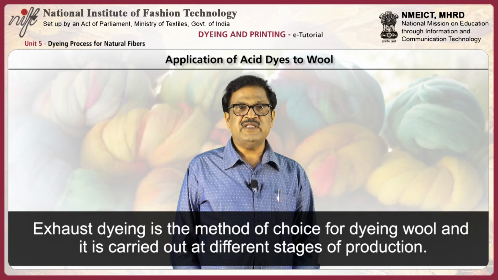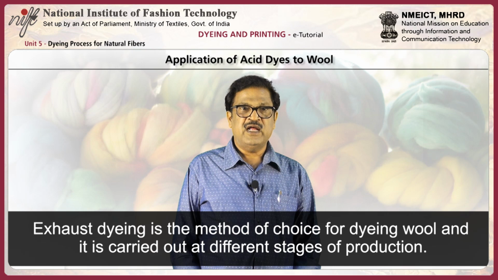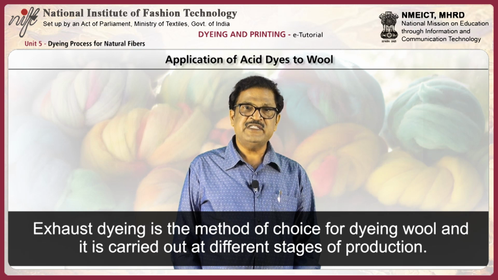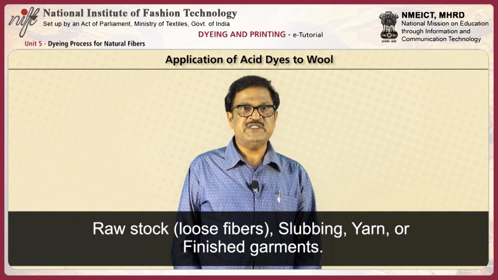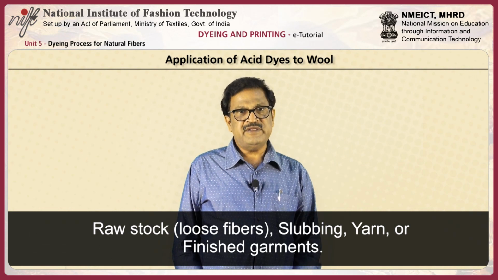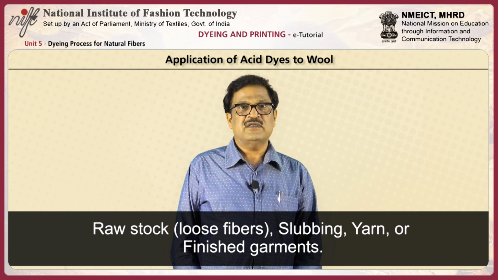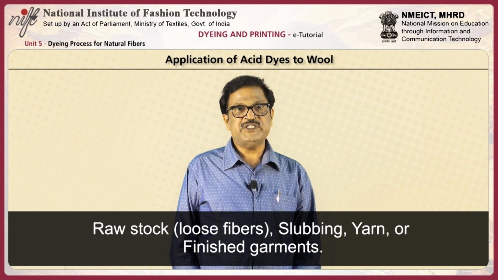Exhaust dyeing is the method of choice for dyeing wool and it is carried out at different stages of production, either raw stock, that means loose fibers, slubbing, that means roving, or either yarn or finished garments.